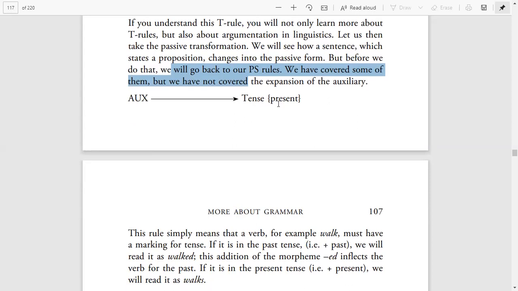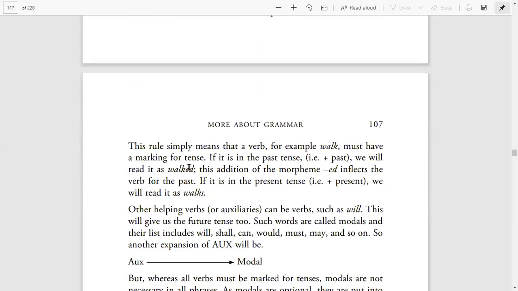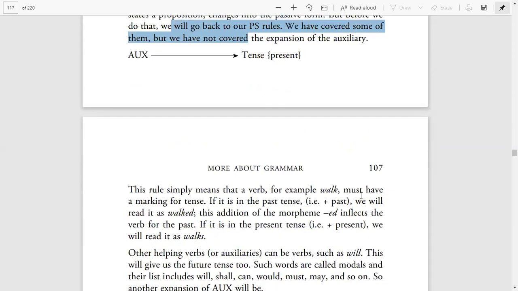It can also be in past and past participle, right? So first of all, if auxiliary is a tense, it can be a present tense. This is the first diagram. This rule simply makes sure that a verb, for example, walk, must have a marking for tense. Yes, if we have a verb or a word like walk, it does mean it has a marking for tense. It shows a present tense. Walk shows a present tense.